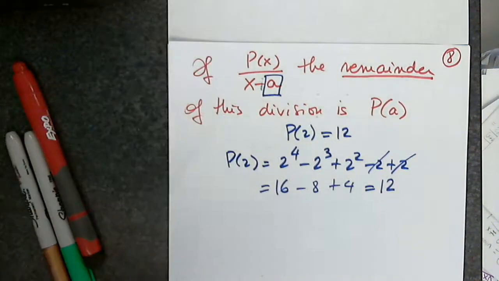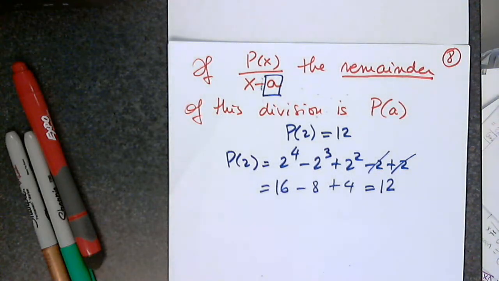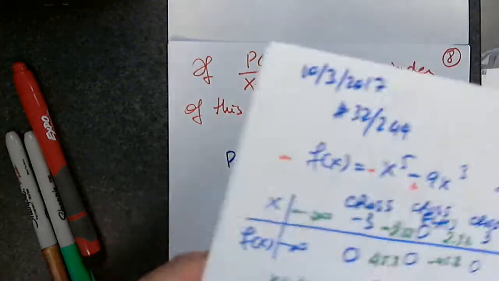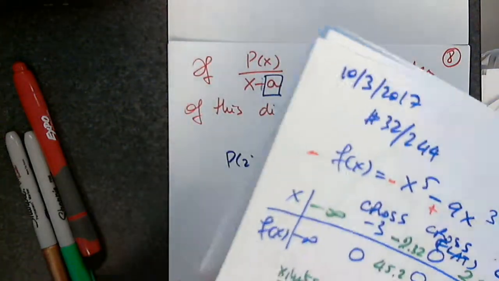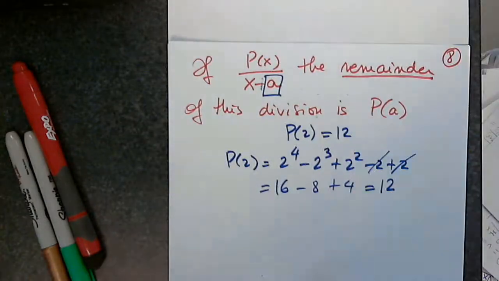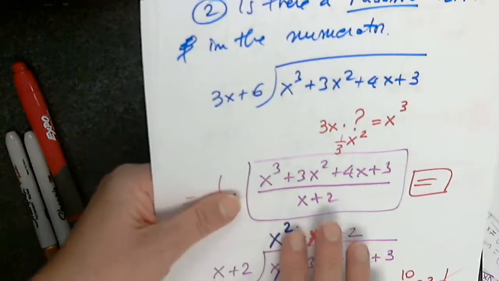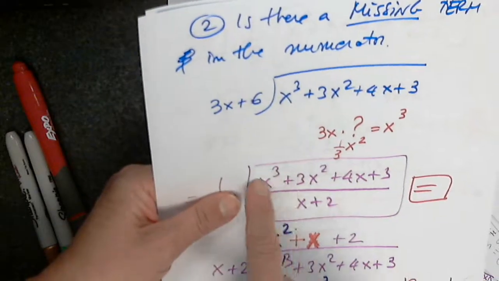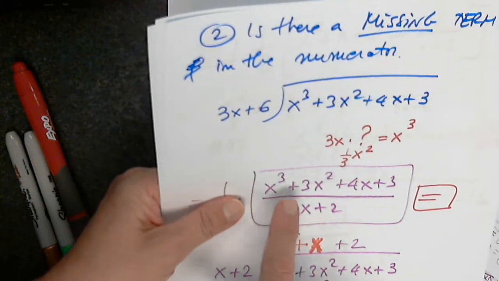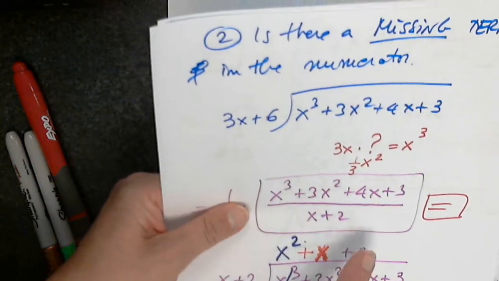Yes, Parker, you wanted to say something? I was going to make a comment on something. Like number 18 that we did, where the denominator was 3x plus 6, and we factored out the 3 to 1/3. Very good question. I can only verify that the remainder of this division is P of negative 2.